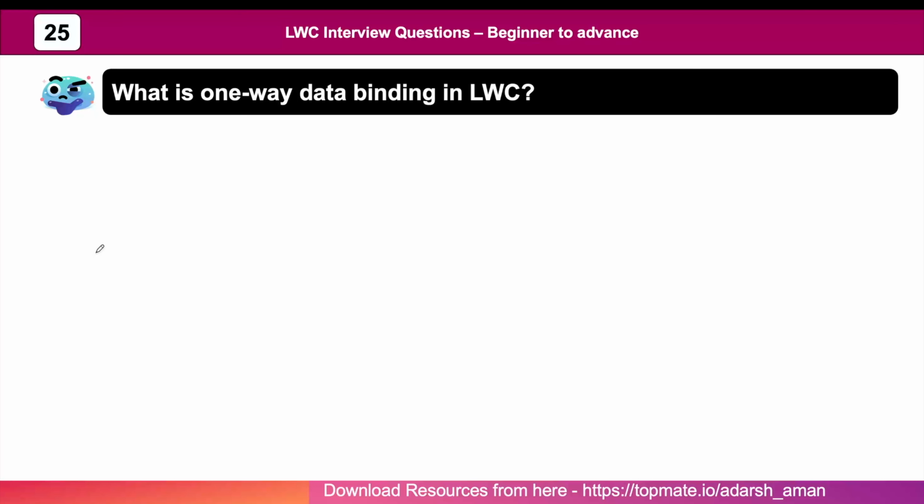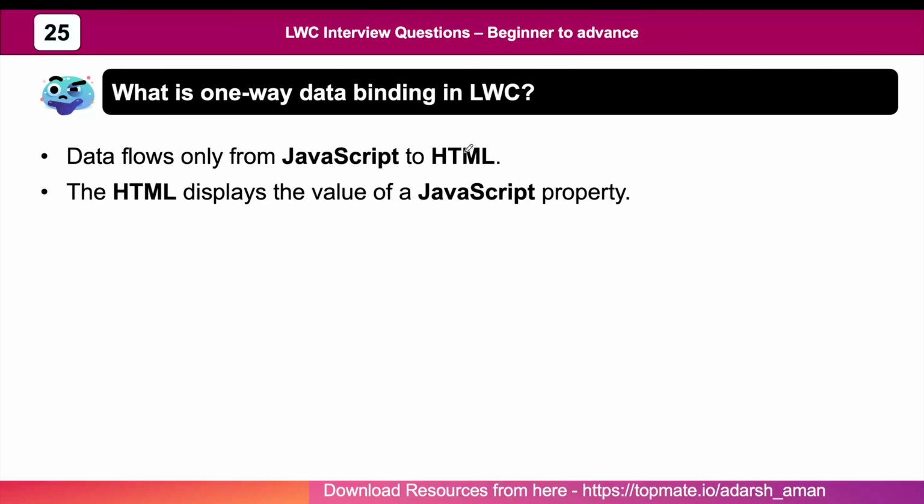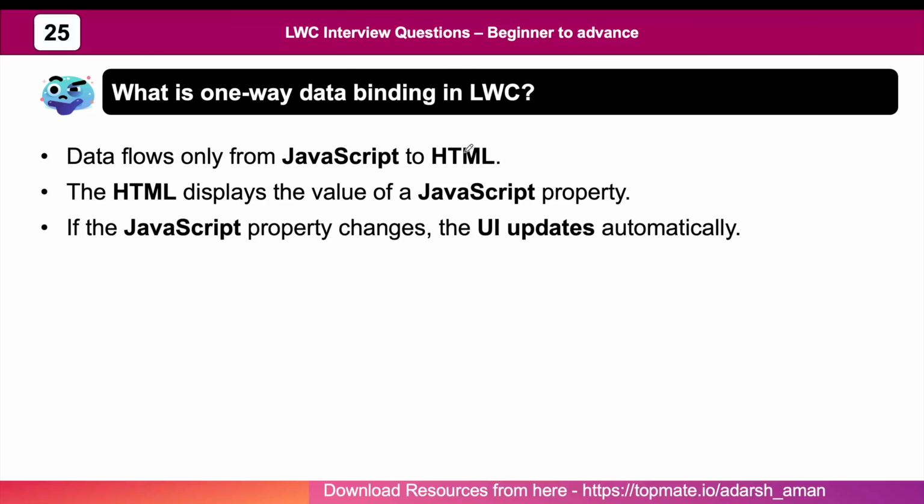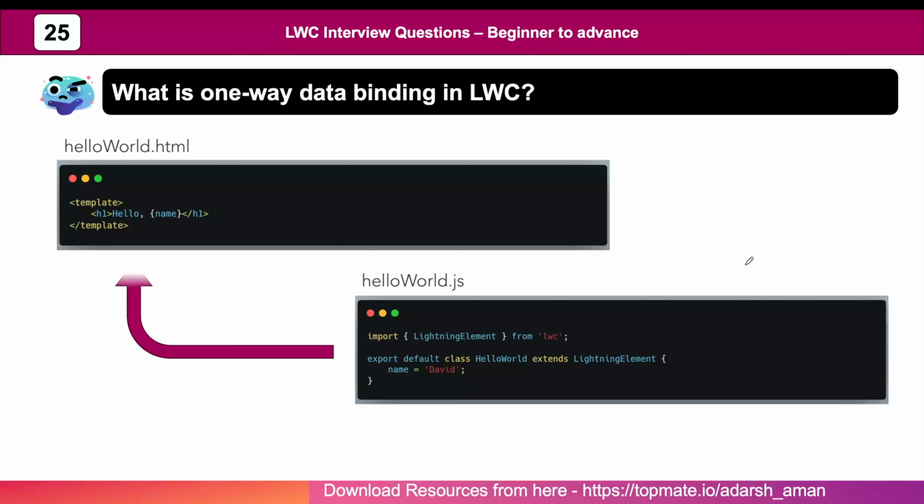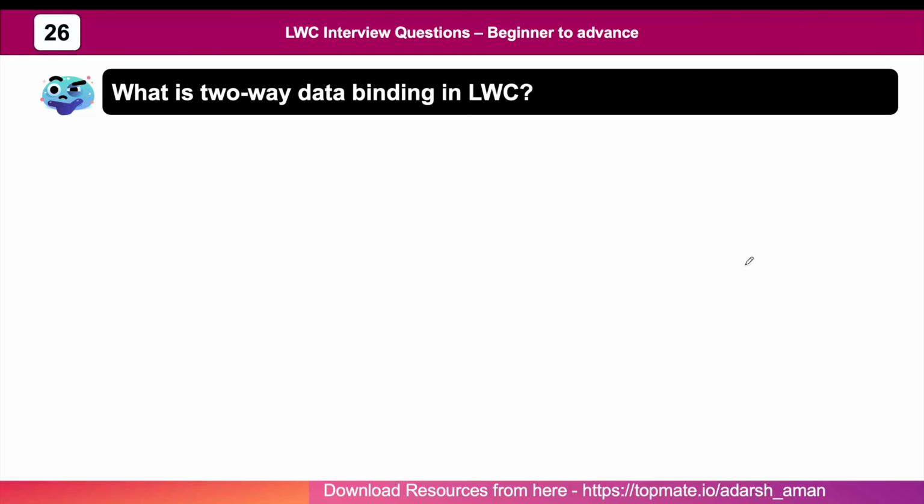The next question is, what is one-way data binding? So we have seen this data flows from JavaScript to HTML. The HTML displays the value of a JavaScript property. If the JavaScript property changes, the UI updates automatically. So we have seen this. This is again the same example. Let's move on to two-way data binding.